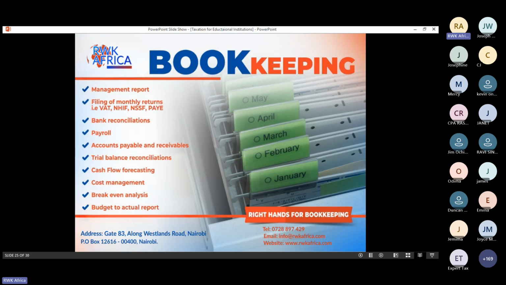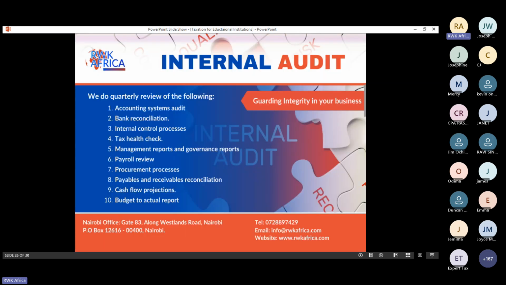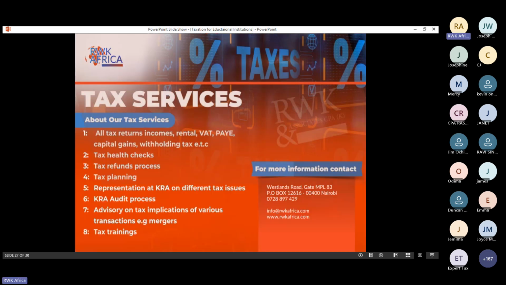Under the bookkeeping, we offer the different services. We have the management report, filing of the monthly returns, bank reconciliation, payroll, account payable and receivable reconciliation, cash flow forecasting, cost management, break-even analysis, and budget to actual report. Then we have the internal audit to streamline your processes and system. Then we have the taxes, different aspects of tax, filing returns, the health check, the KRA representation, and any advisory regarding tax and the trainings. Feel free to engage us so that we can learn more on that.